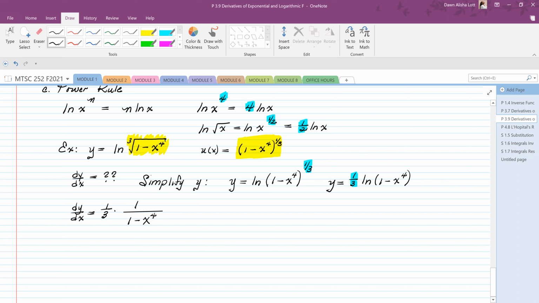Then I have to multiply by its derivative, which is 4x cubed. So now I get that dy/dx is 4/3, 4x cubed divided by 3 times 1 minus x to the 4th.